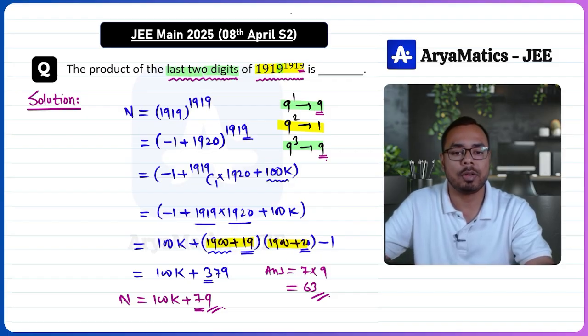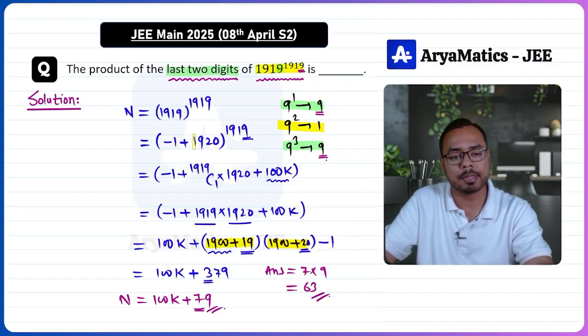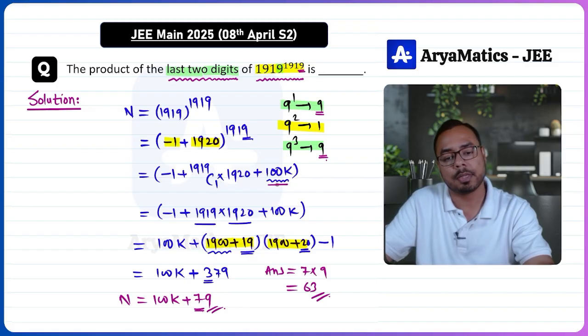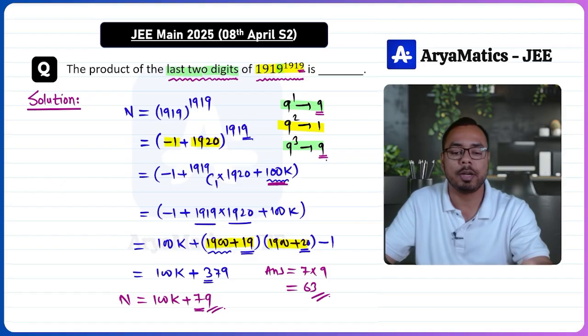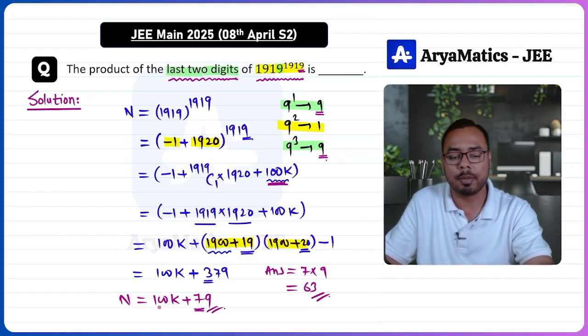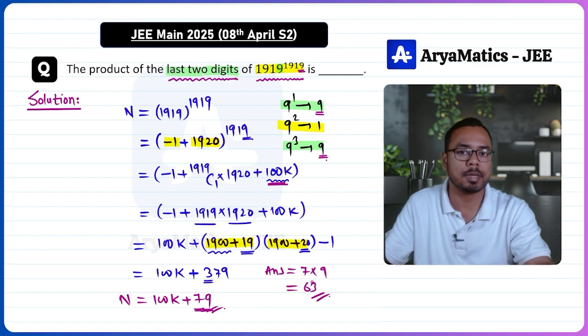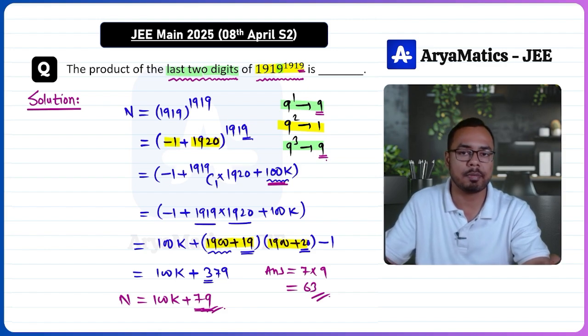So in this type of problem, all we have to do is break this number as -1 plus 1920 and then use the binomial theorem. All of these numbers are multiples of 100 and therefore they will not contribute to the digit at unit place or 10th place. Finally, the number was a multiple of 100 plus 79. So at unit place we have 9, at 10th place we have 7. The product of the last two digits will be 63, and that is the correct answer for this problem.